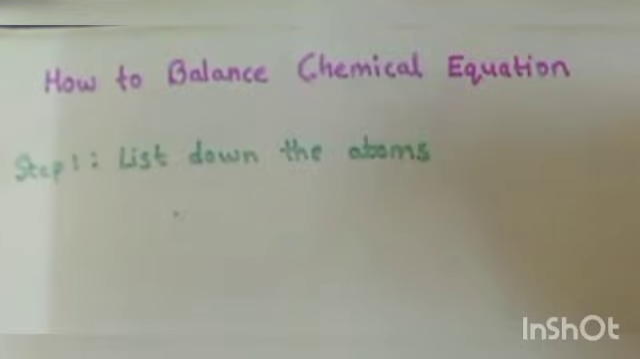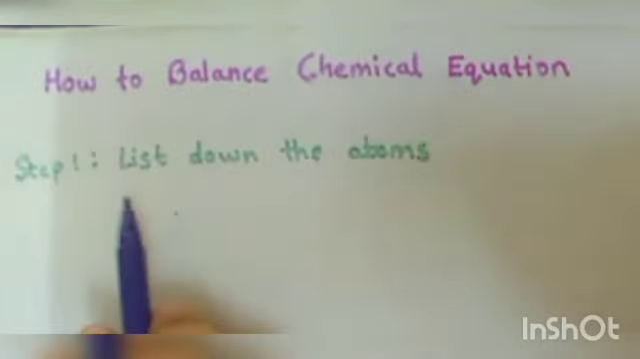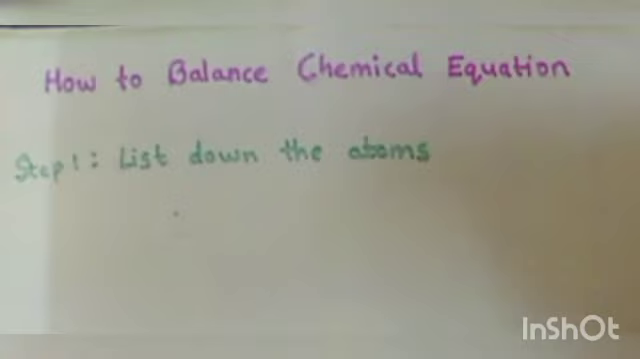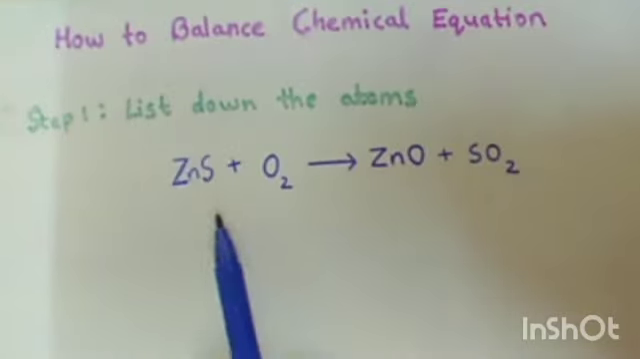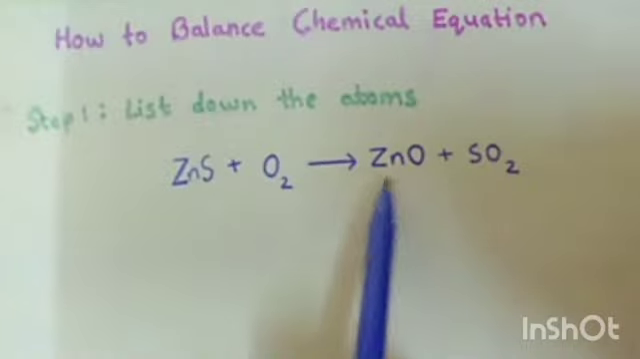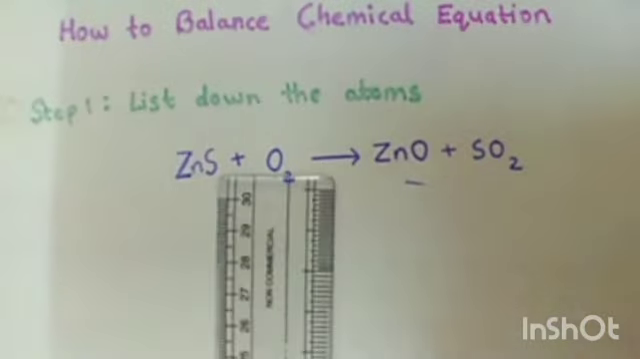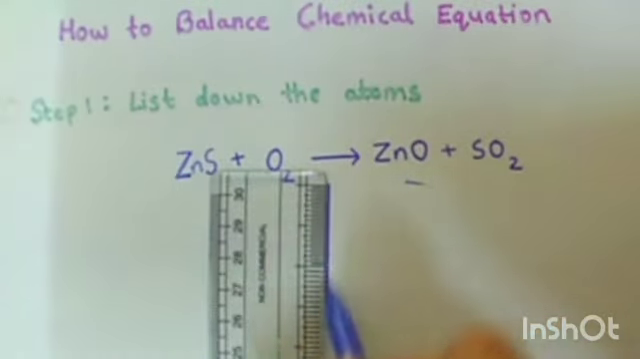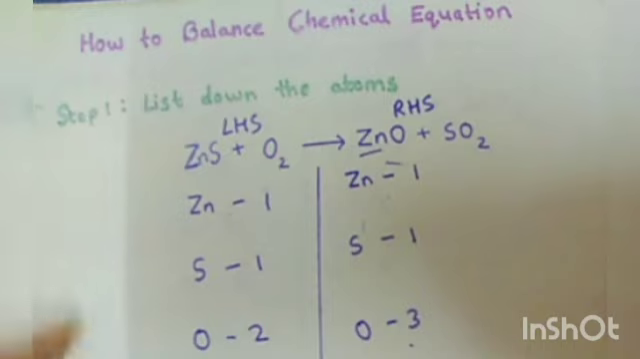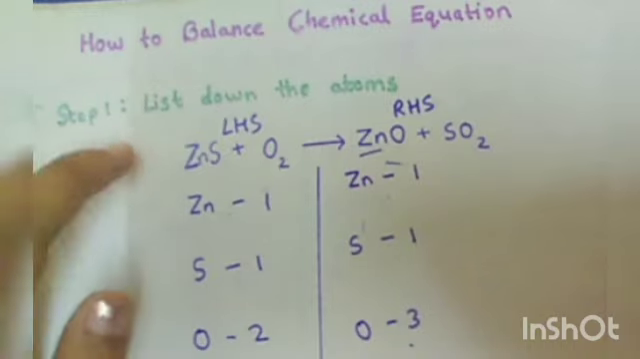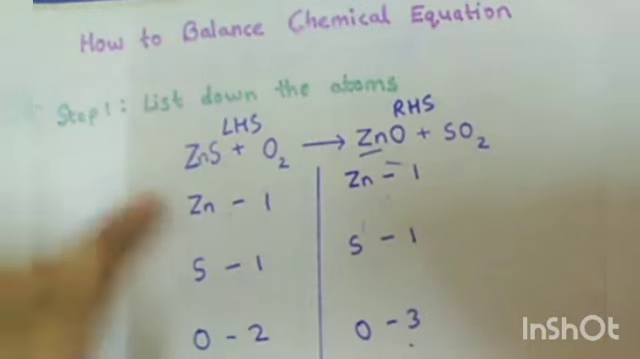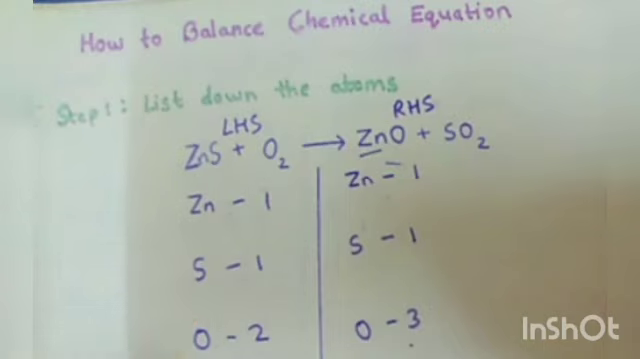So step 1 says: list down the atoms. Let's understand this step 1 by an example. ZnS plus O2 gives you ZnO plus SO2. What you have to do here is take a scale and make a column. After that, you have to write the elements: Zn, your zinc, then sulfur S, and oxygen.